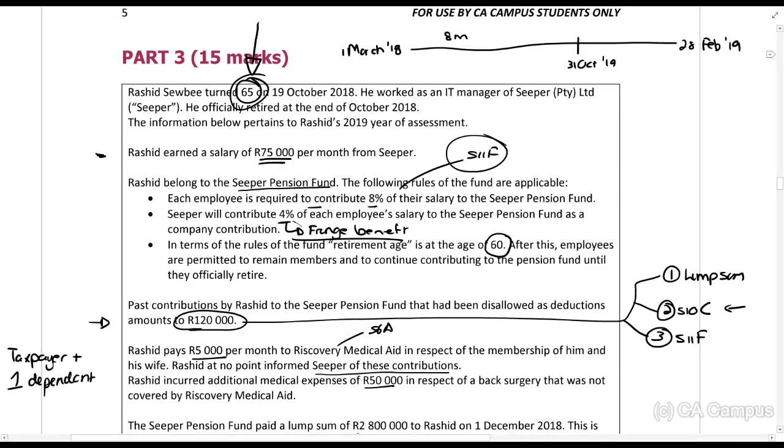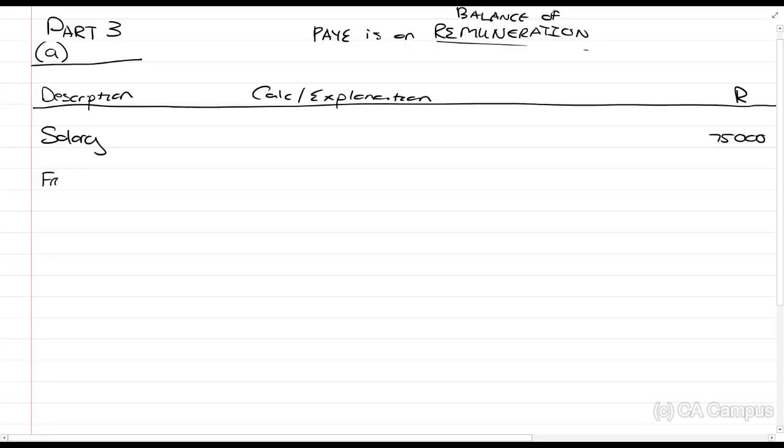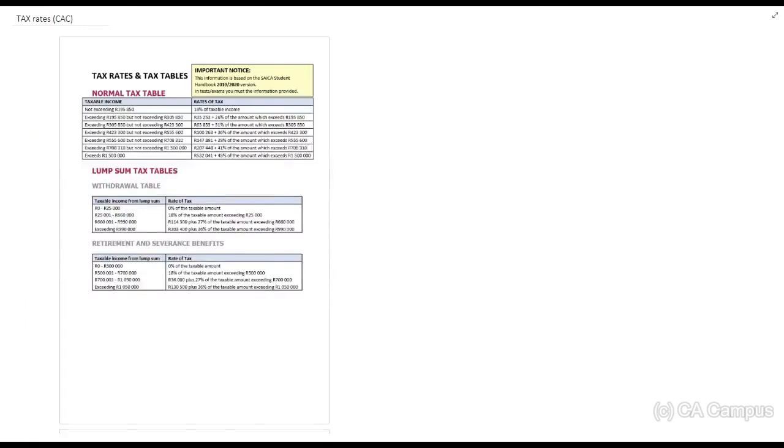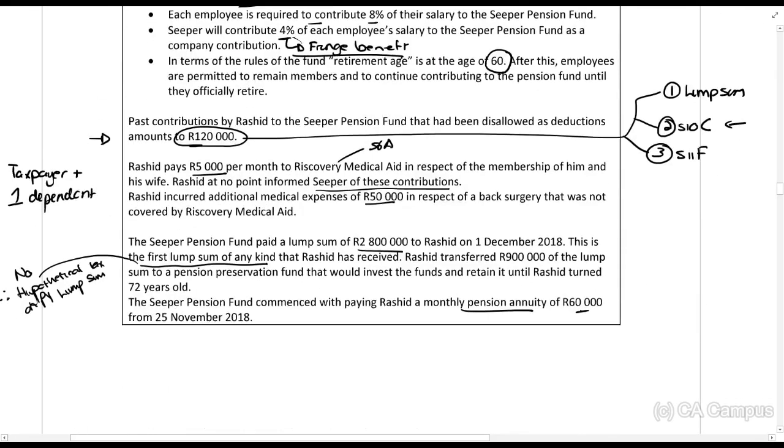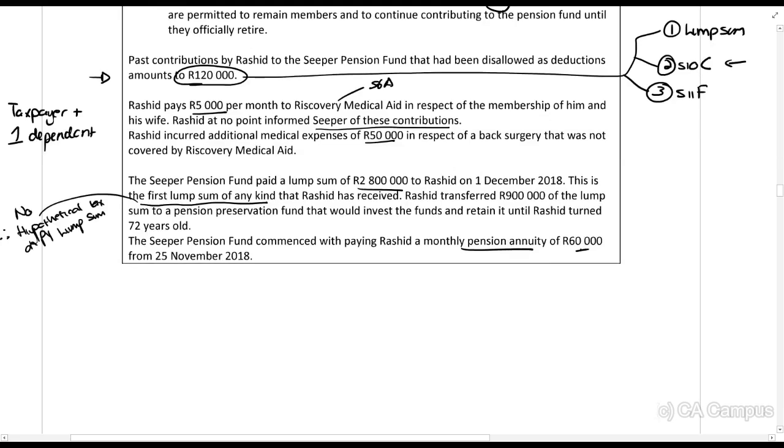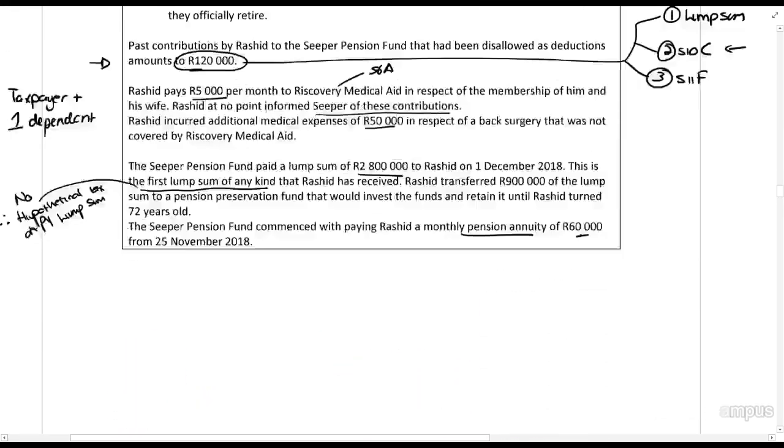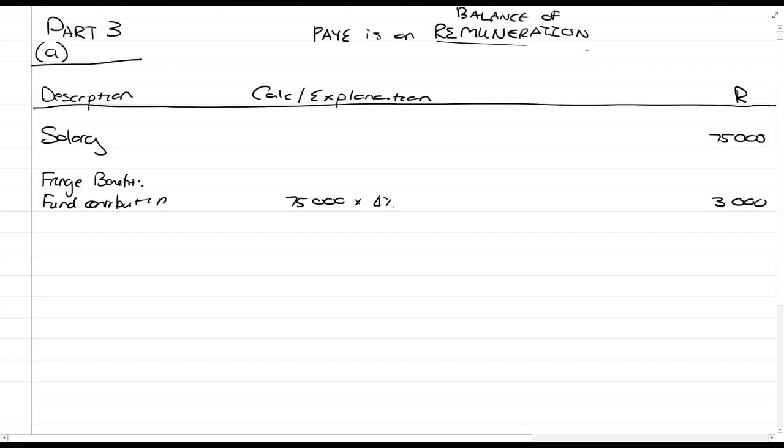That's the first thing. So we do all of the inclusions first, as always. So fringe benefit. Fund contribution. Salary of 75,000. 4% of that. Okay. 5,000 per month to Discovery, pension fund paid him. That's it. Okay, so that's the only remuneration I can see there. So 78,000 rands. So this is the total remuneration.